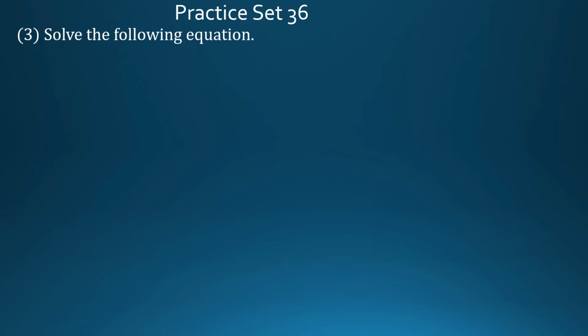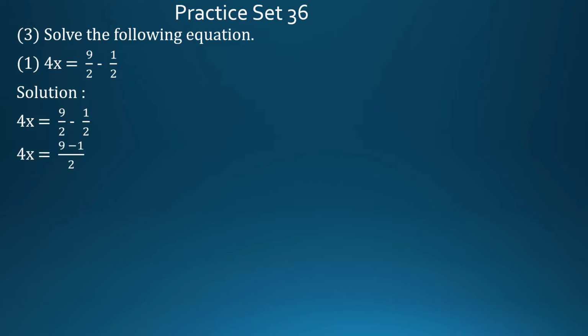Third question of practice set 36. Solve the following equation. First one, 4x is equal to 9 upon 2 minus 1 upon 2. Solution: 4x is equal to 9 upon 2 minus 1 upon 2. Now we have equal denominators, that is 2, so we can subtract the numerators. So we will have 9 minus 1 upon 2. In the next step, we will have 4x is equal to 9 minus 1 is 8 upon 2.